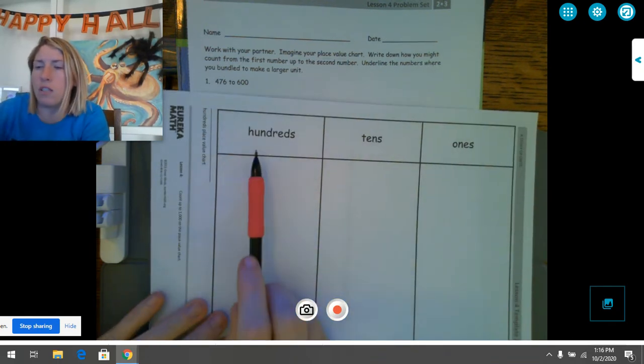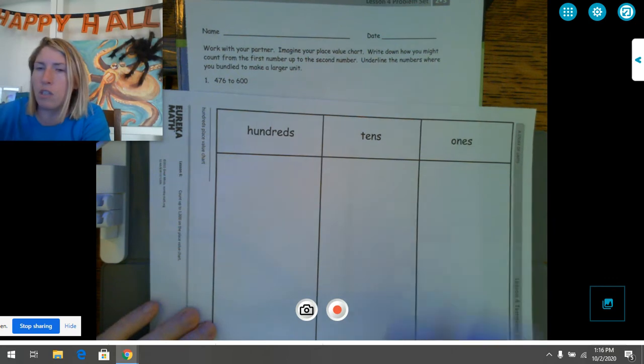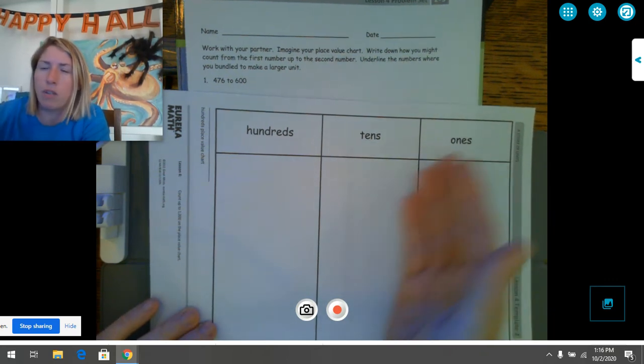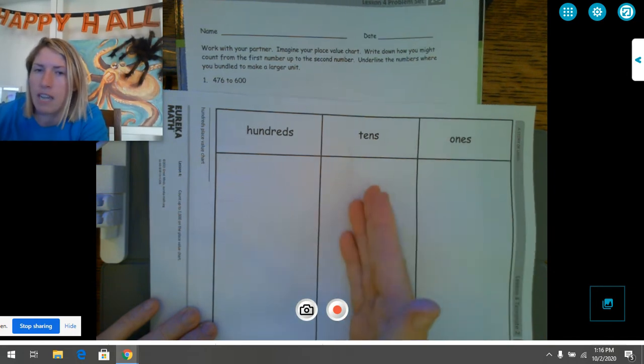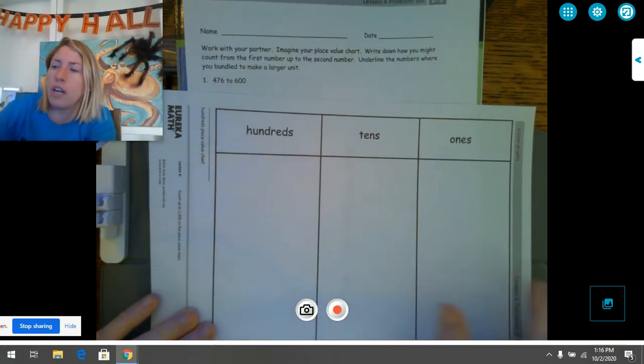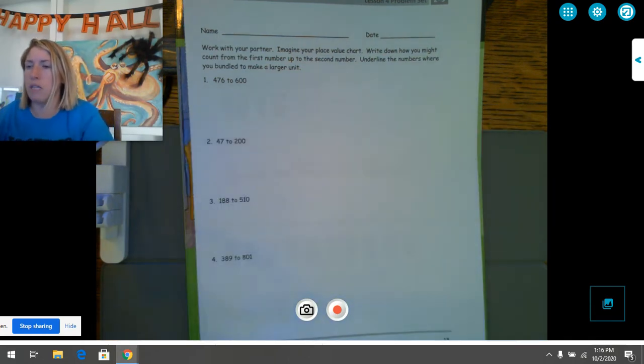So a place value chart has hundreds and tens and ones. And we can use it to actually put little circles in as ones, like we do in our calendar time in the mornings. We move them over to a 10, and then we get 10 tens, and we can trade them in for 100. So that's what the place value chart is. So imagine your place value chart.